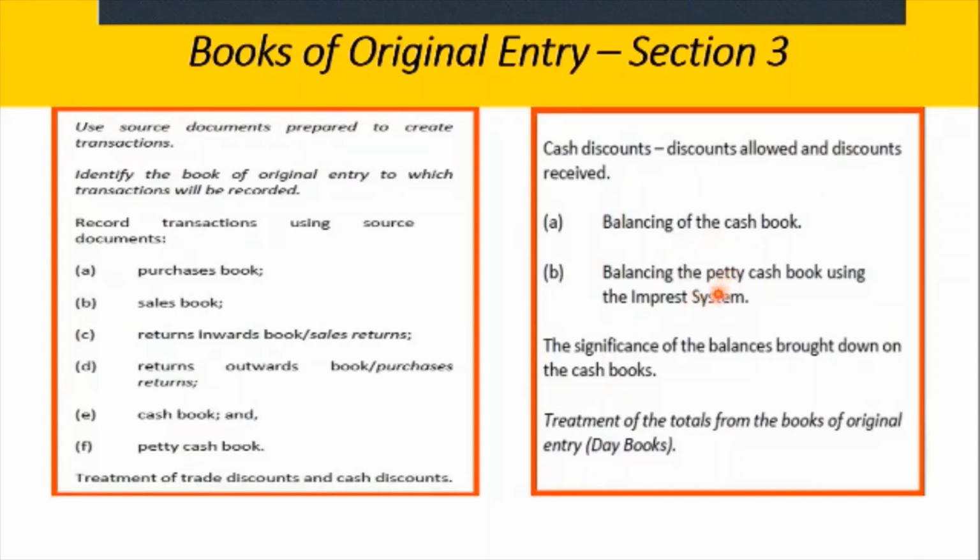Same for the petty cash book and the imprest system. The significance of the balances brought down in the cash books means the money you have left over for the next month. And the treatment of totals on the books of original entry, the day books: how you transfer them into the control accounts and the accounts in the general ledger.